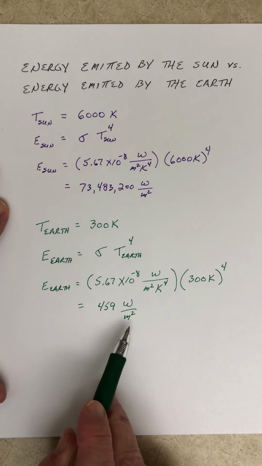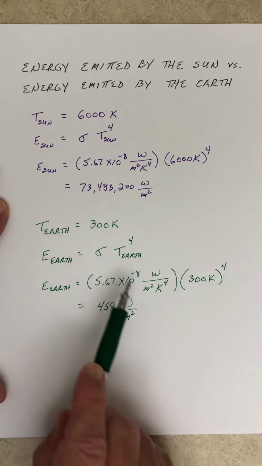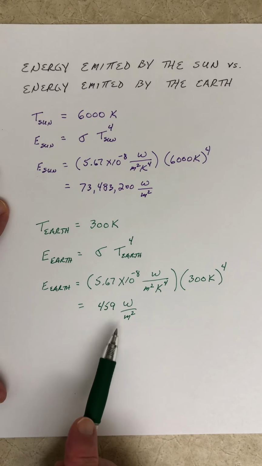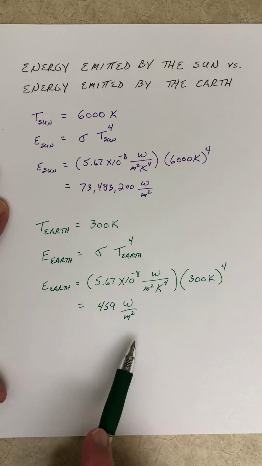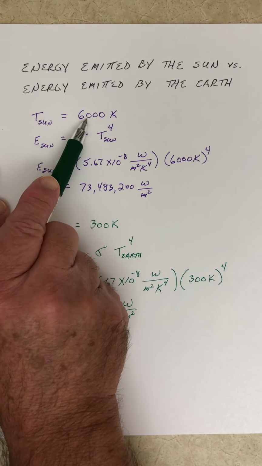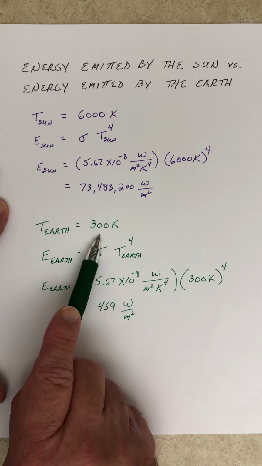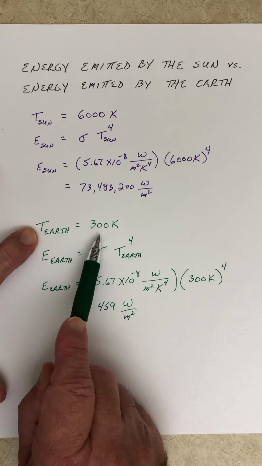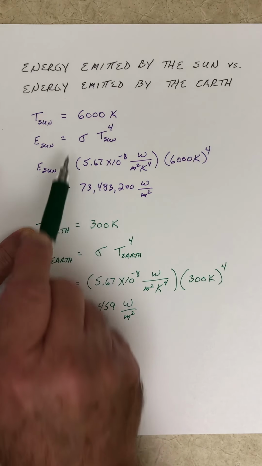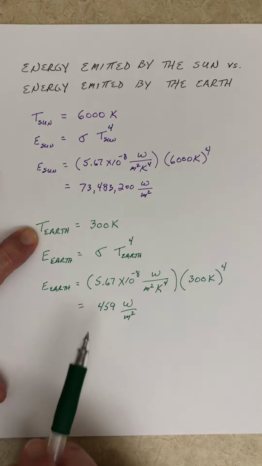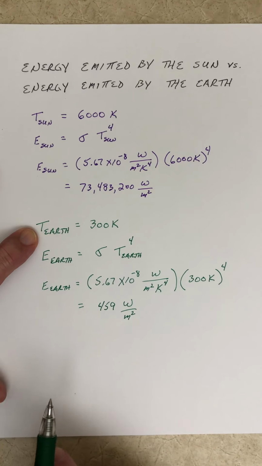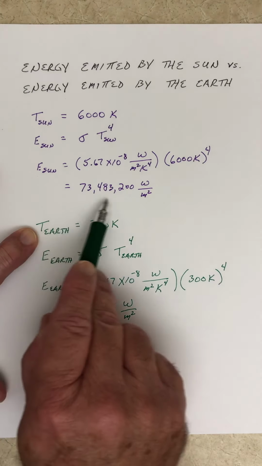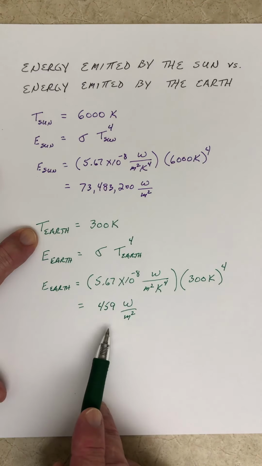Compare the numbers here. The sun's emitting way, way, way more energy than the Earth does, which makes sense because the sun is 20 times hotter than the Earth. The Earth's average temperature is approximately 300 K. The sun's average surface temperature is about 6,000 K. So it's about 20 times hotter than the Earth, and as a result, it's emitting a tremendous amount more energy compared to the Earth.